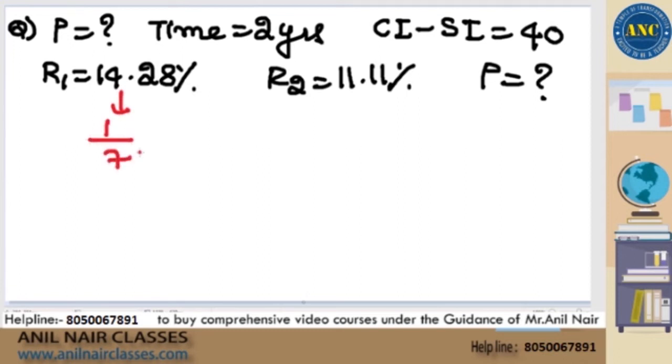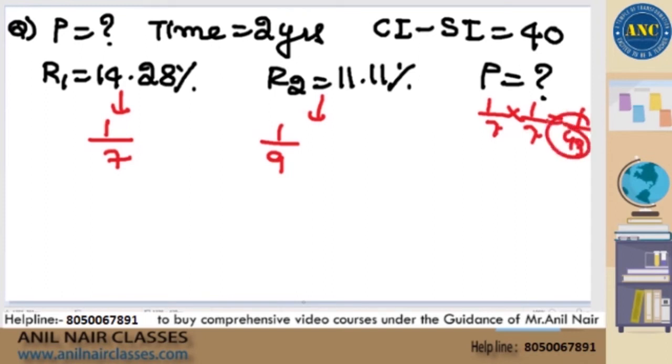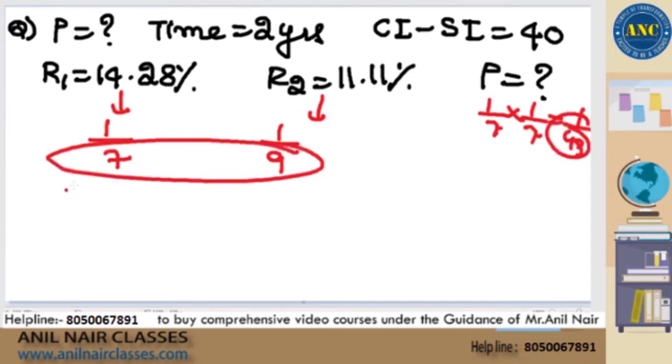14.28 is 1 by 7. 11.11 is 1 by 9. If it is 2 years, we are doing 1 by 7, 1 by 9, so 7 times 9 is 63. Here, take the product of the denominators.